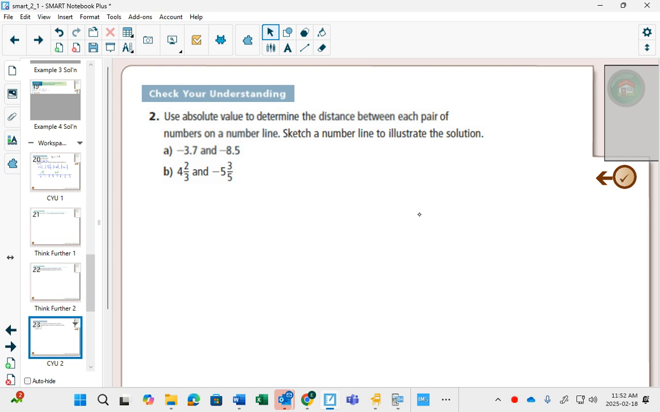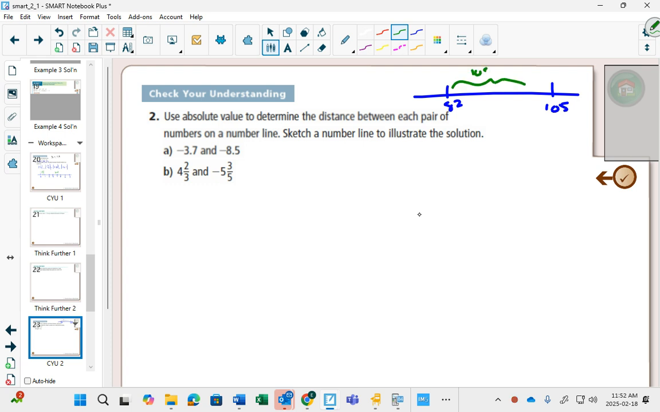If I gave you bigger numbers, like 105 and 82, and I asked you the distance between them, what would you do? 105 minus 82. Makes sense that you would subtract to find the distance in between them, right? So if I had a number line, this is really easy. You had 105 and 82. This distance in between would be 105 minus 82.